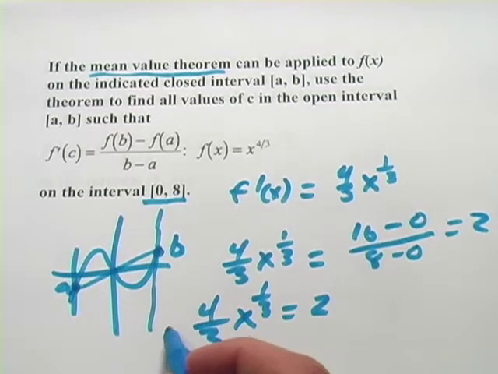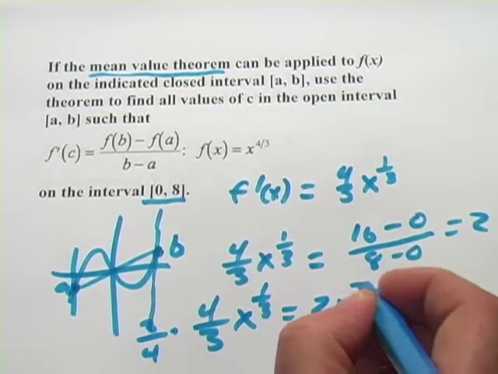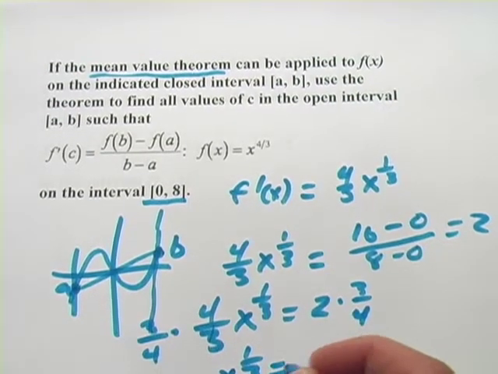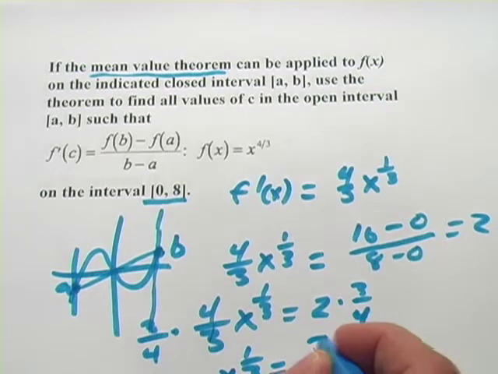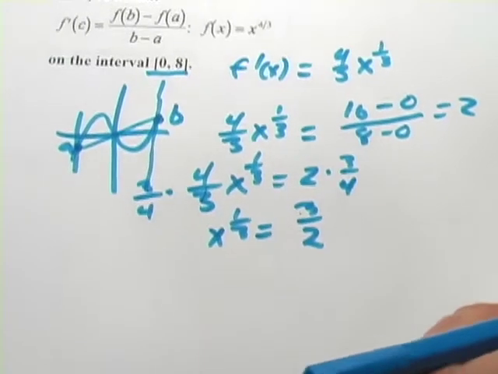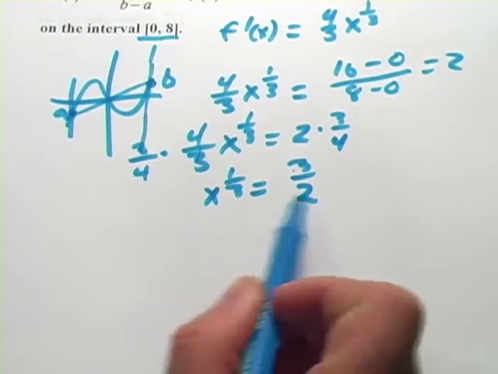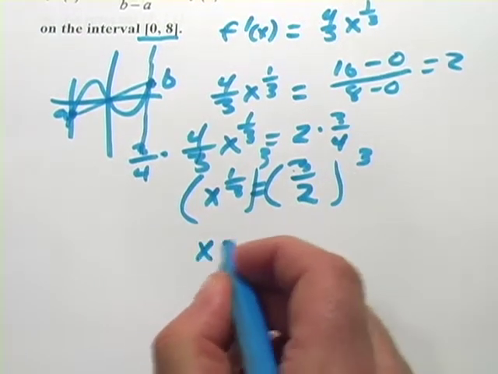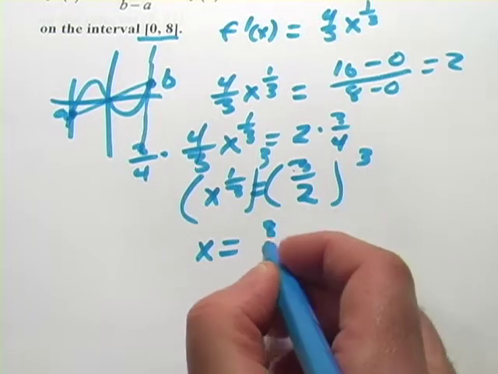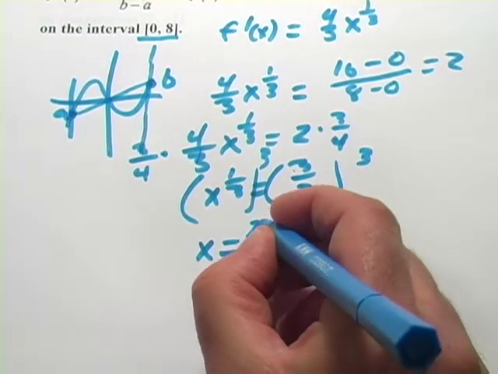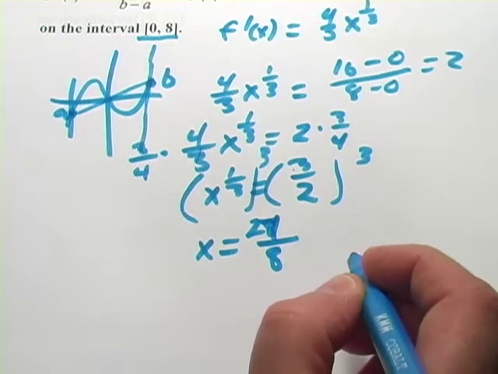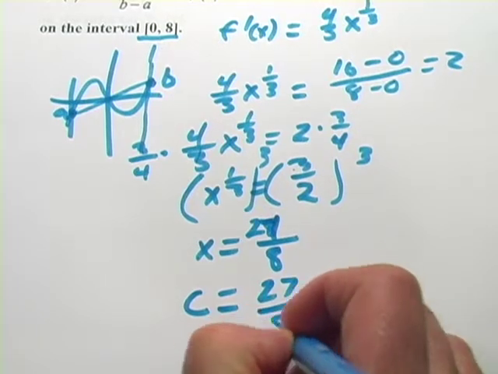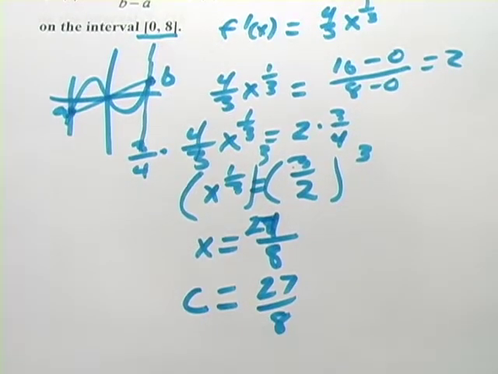And I'm going to multiply both sides by 3/4. And we get x to the 1/3 equals 6/4 or 3/2. Now, to continue solving for x here, we can cube both sides. So we get x equals 27 over 8. And that is our value for c, 27/8. Let's try one more.